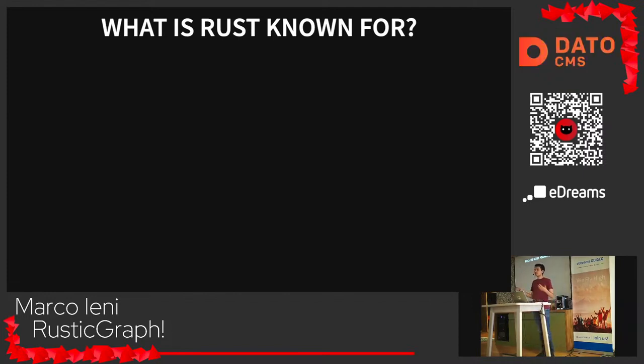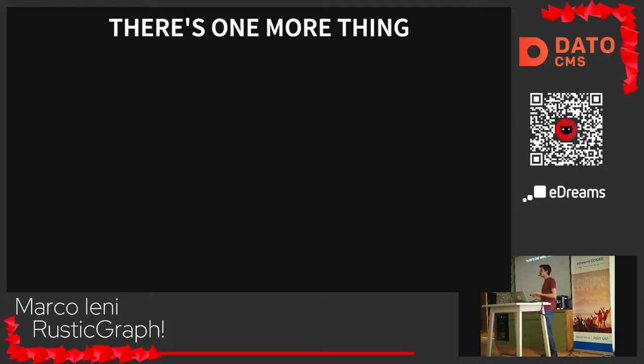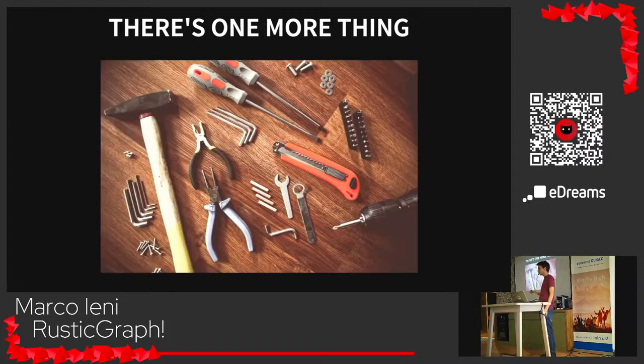First of all, I want to start with the question: what is Rust known for? The first things that come to mind are probably performance and safety, because we all know that Rust is a language you can use to create very fast programs with few bugs compared to other languages. But there's also one more thing I would like to talk about, which is the tooling. With tooling, I mean the tools that help Rust developers to develop in this language.